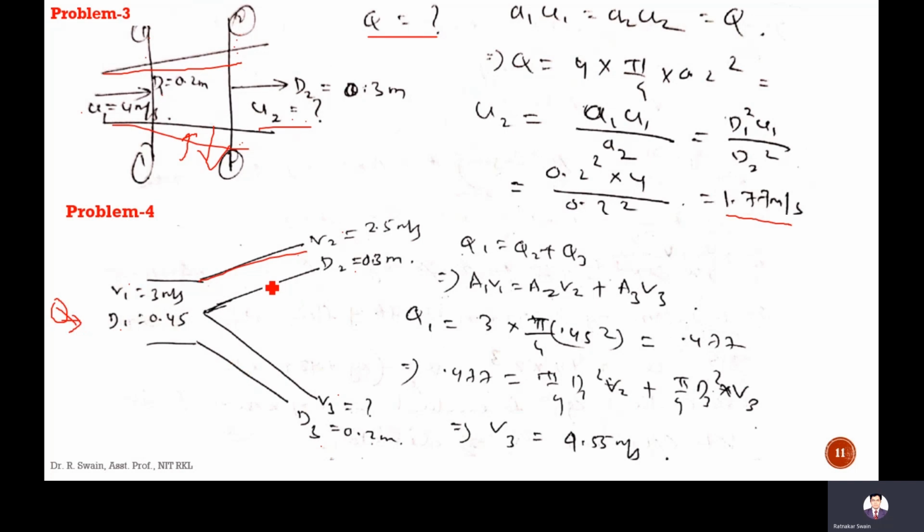It is divided into two parts, Q1 and Q2. Since no fluid is added or removed, the total discharge remains constant. So Q should be equal to Q1 plus Q2. So A1V1 should be equal to A2V2 plus A3V3. If you put all the values V1, A1, V2, A2, A3, just V3 you can calculate. In this equation, V3 you can calculate.